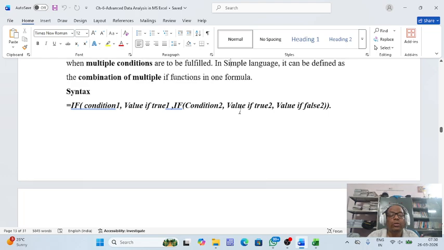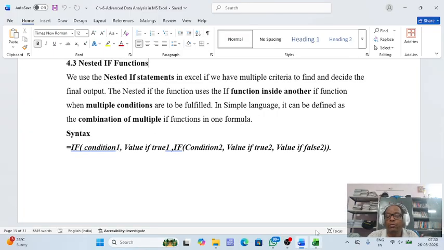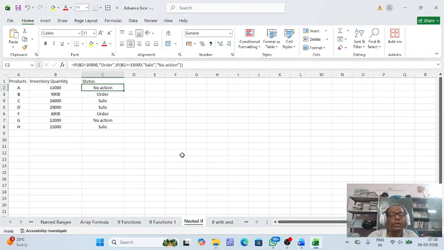Now, in the nested IF function, there are multiple conditions you can apply. So we can see here that what we have written is: if B2, this column, is less than 10,000, then order.